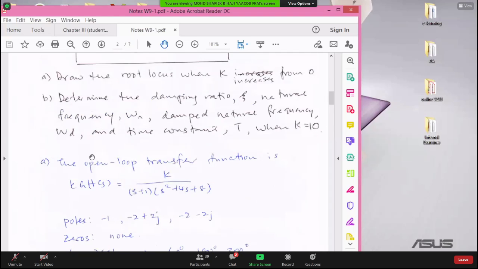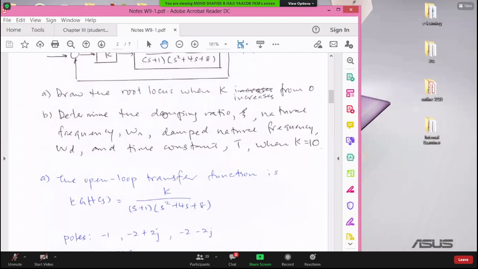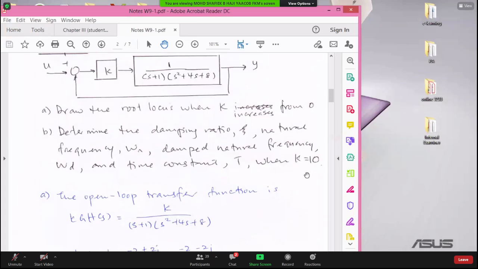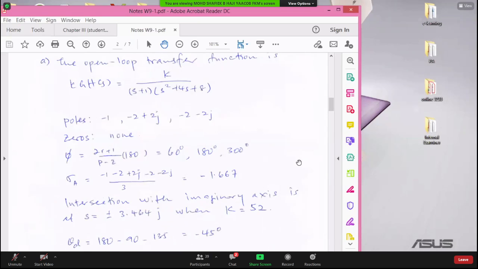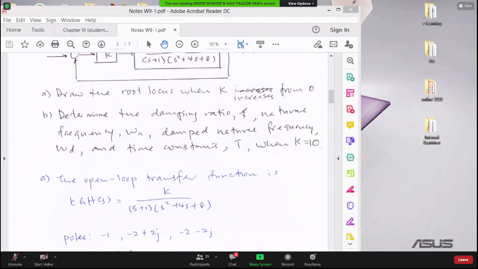Now the second part. The second part is the interpretation of the locus diagram. The question wants us to find all these quantities: damping ratio, natural frequency, and time constant, if the proportionality constant k is selected to be 10. So now all you have to do is take this 10, substitute it in the characteristic equation, and obtain what the roots are.